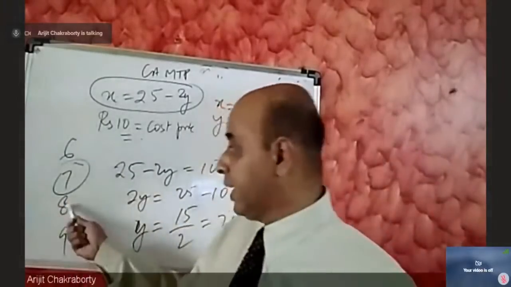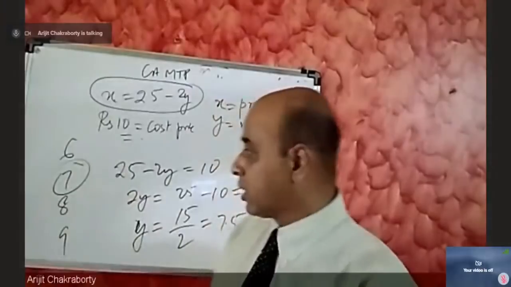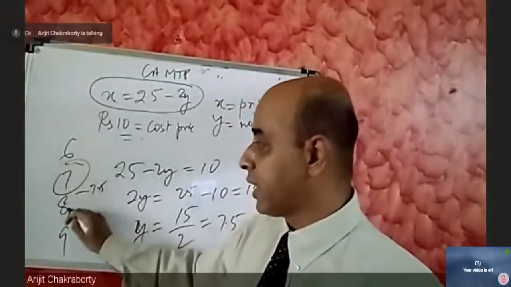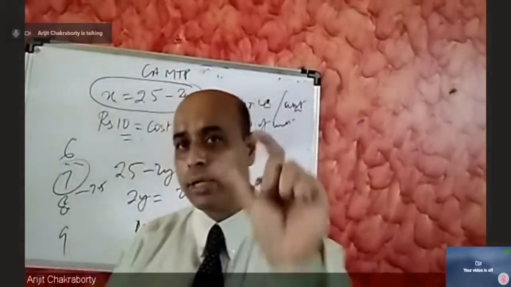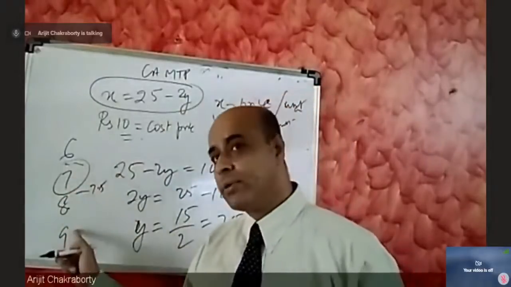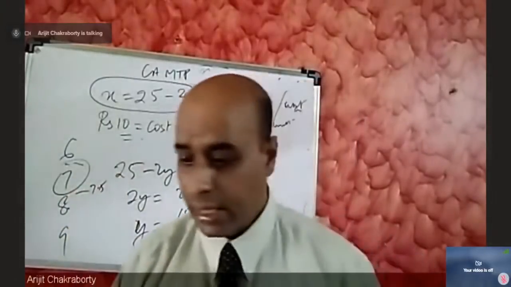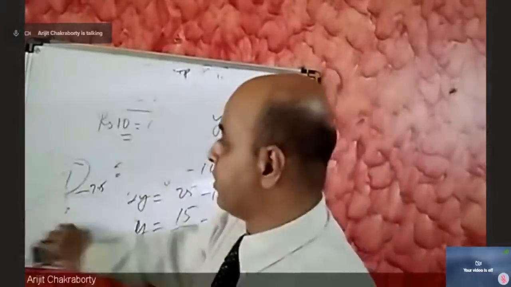So if you sell 8 units, then there will be a loss because 7.5 is between 7 and 8. So the maximum whole number you can sell is 7. If you sell 8 units, then you will incur a loss. Okay, so this one is an important question which came in the MTP.